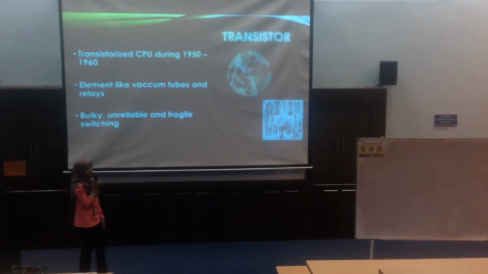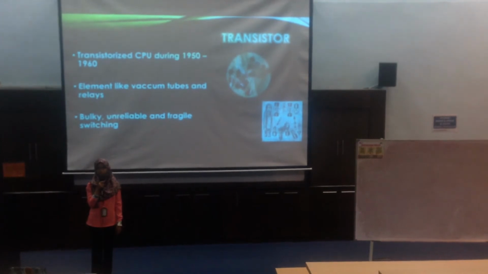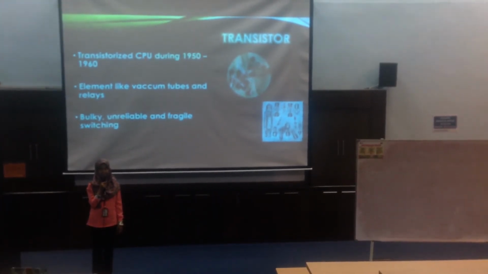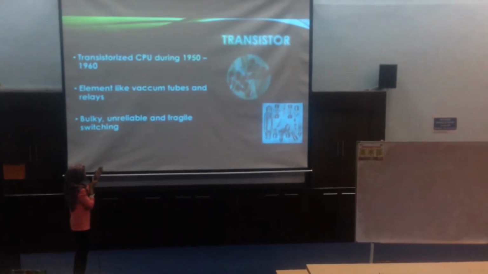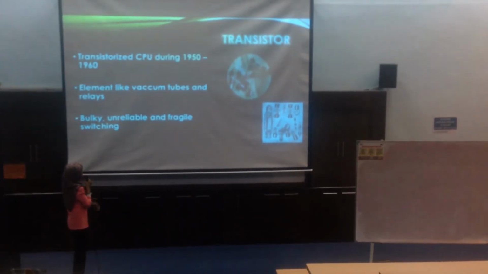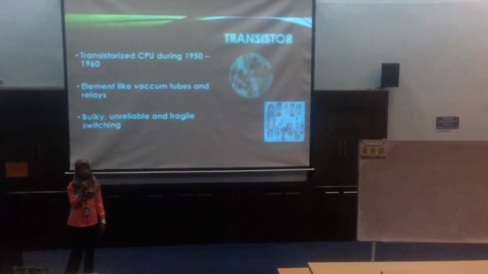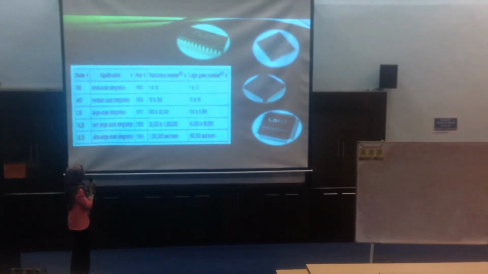A transistor CPU was used during 1950 to 1960. It consisted of elements of vacuum tubes and relays. It was bulky, unreliable, and had fragile switching. That's why we moved to integrated circuit.